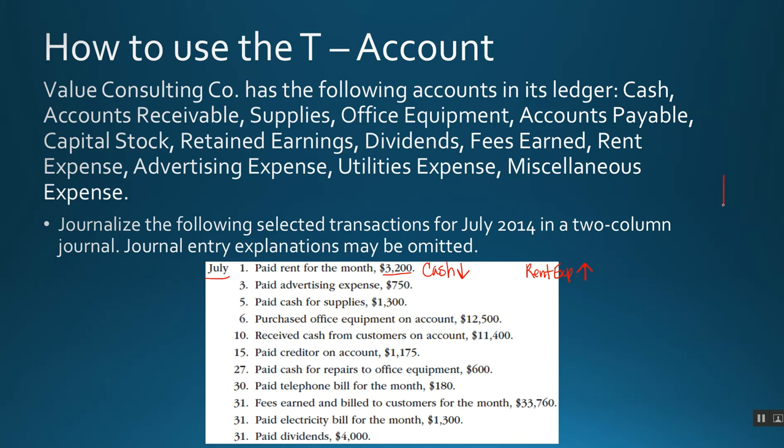So if you look at the T account, remember cash is an asset and it's on the left-hand side of the equal sign, so it increases on the left-hand side. So we would say that this account decrease will be recorded on the credit side. Rent expense is increasing. So remember, rent expense is on the other side of the equation. However, remember, expense is one of those exception accounts.